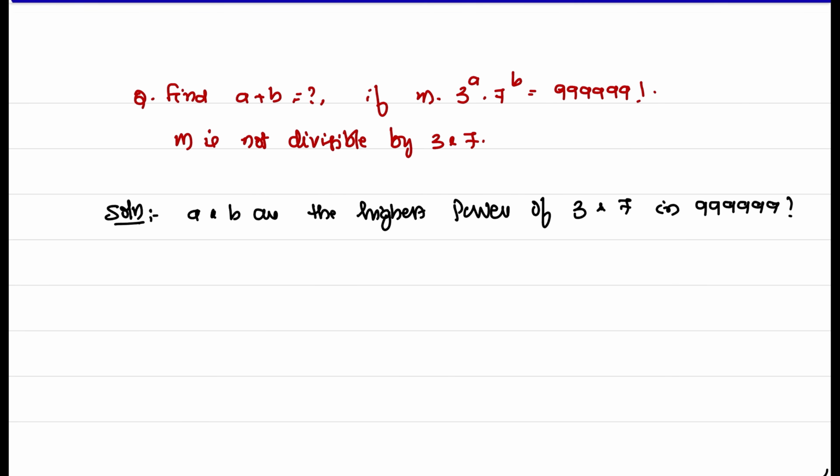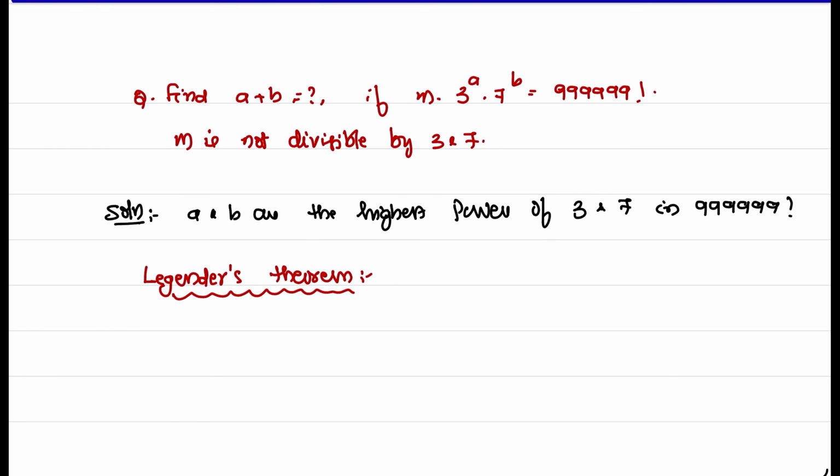Then we will use the Legendre theorem. Legendre's theorem has two ways of solving it. We will go in the usual regular manner to find out a plus b using Legendre theorem. Then the shortcut I will be giving at the end of the lecture.